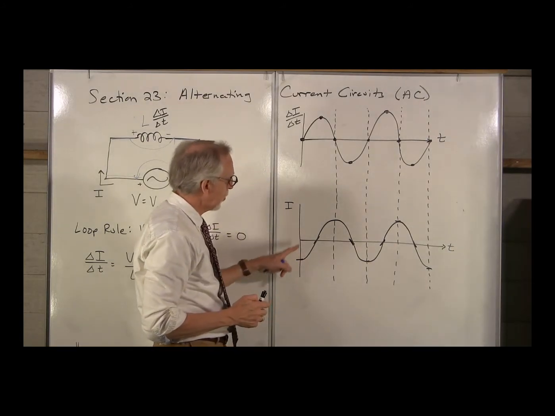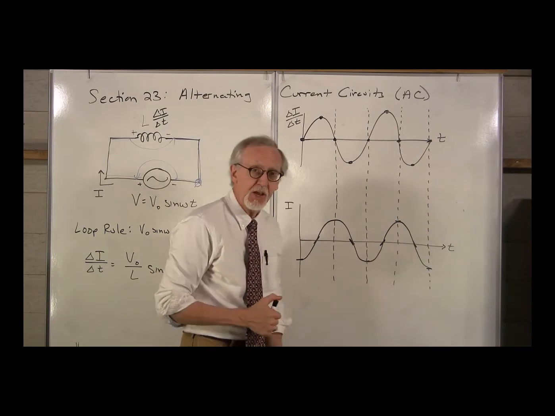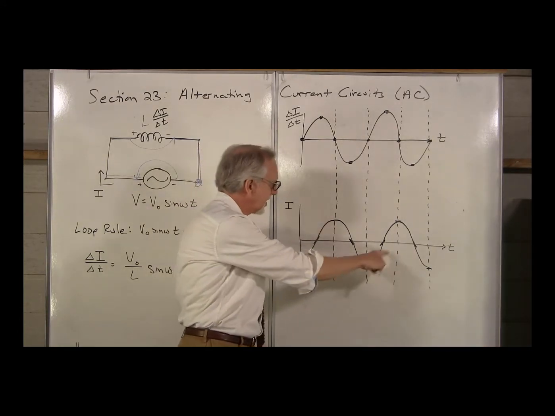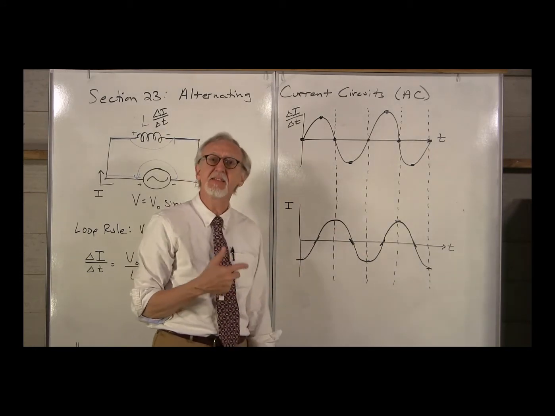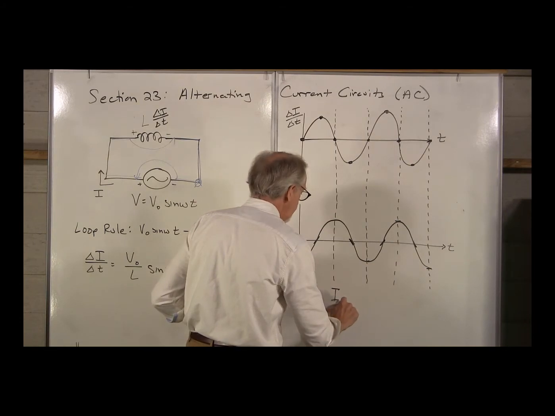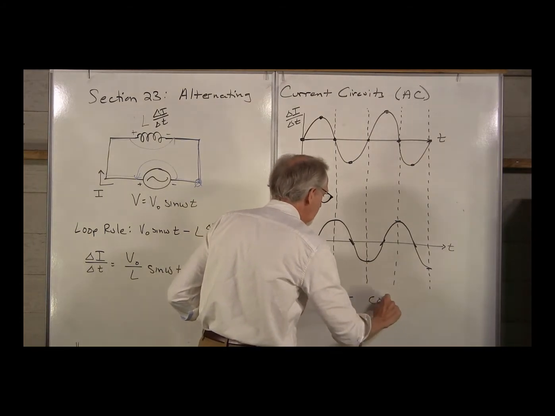Notice, what do we have here? What does this look like? What's that shape? Well, it starts out at -1 and then continues on. What does that look like? That's a negative cosine curve. So we know that the current must look like a negative cos.